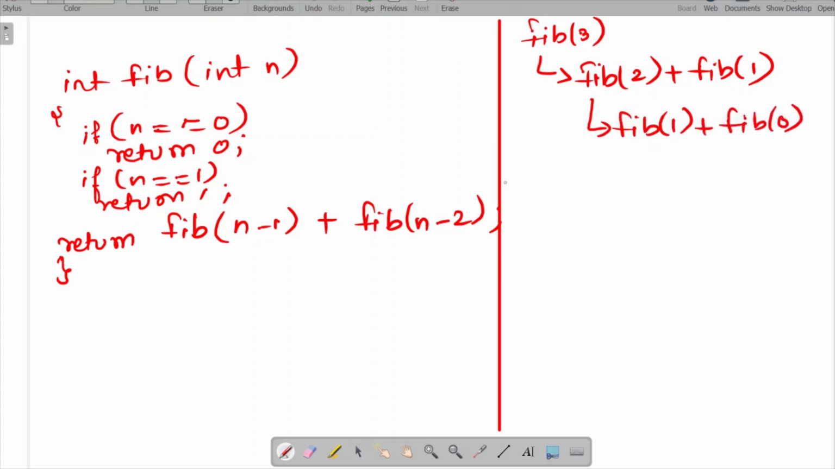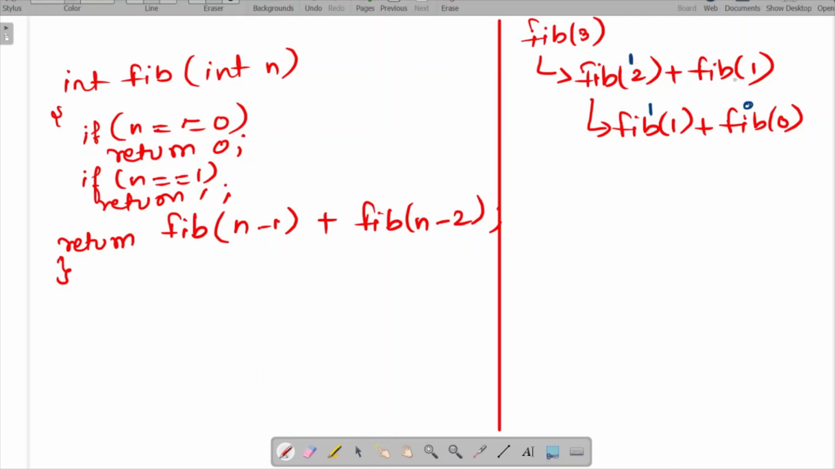Now for fib of 1, we have n equal to 1, so it will simply return 1. Let me change the color so it will be much easier. So fib 1 will return 1. Again, fib 0 will return 0 as n value is 0. Now fib 2 will return 1 plus 0, which is 1. So fib 2 has returned its value.